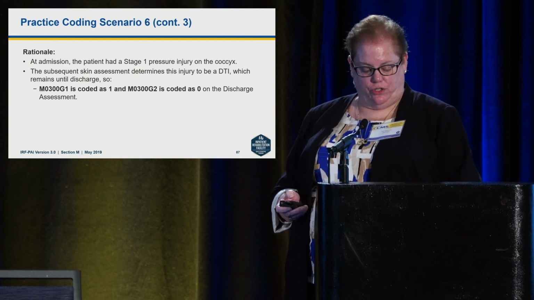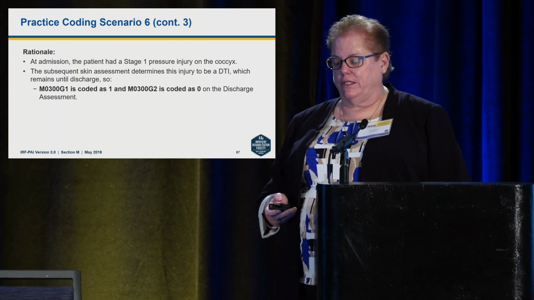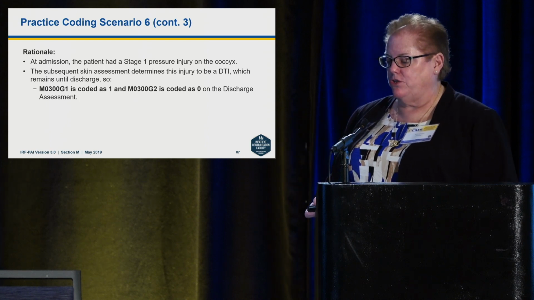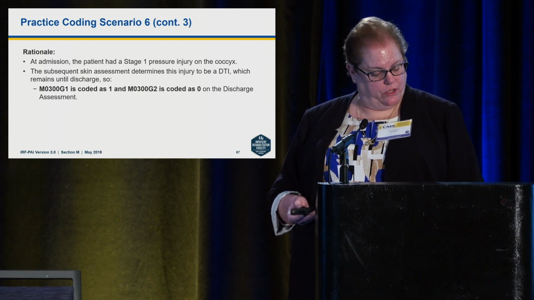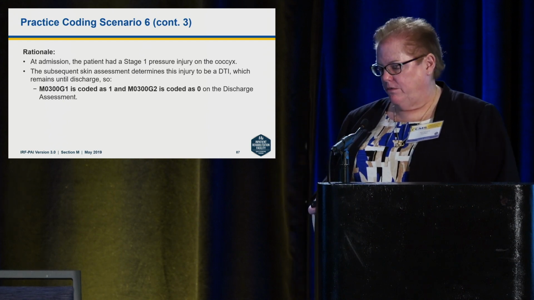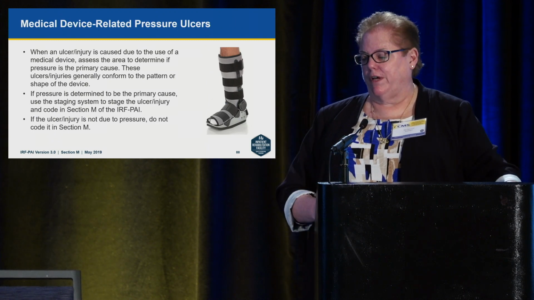Okay, and then here's just the rationale. On admission, the patient had a stage 1 pressure injury on the coccyx. The subsequent skin assessment determined this injury to be a deep tissue injury, which remains at discharge. All right, let's go through this next scenario here, or next little bit about medical devices.